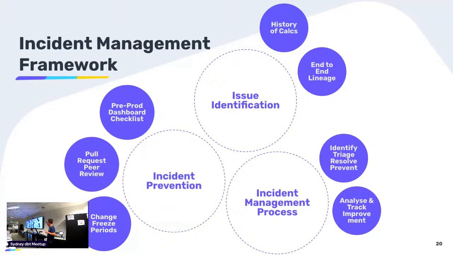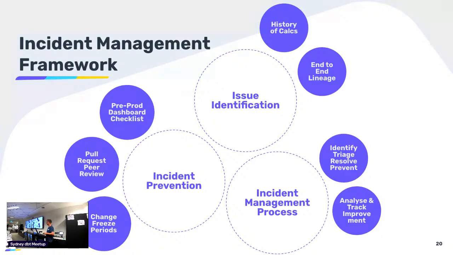Finally, I just want to look at this incident management framework. So we identified 3 key areas when things go wrong for us. So there's incident prevention. So the pull request peer review process was really good. We also implemented change freezes. So during quarter end, which is when our goals are kicking over, when people are trying to work out how much commission they get and all that sort of stuff, we don't make any changes. And we also, because we're a checklist app originally, we've got a checklist for pre-prod dashboards.